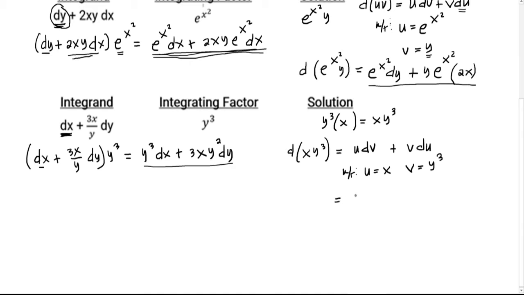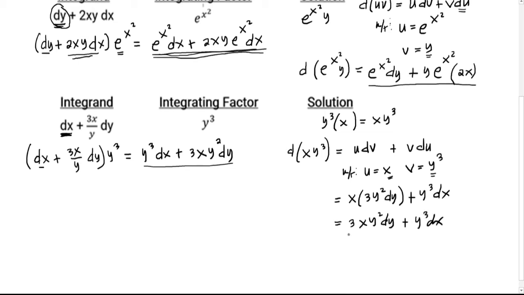Then substitute, our u is x, the dv here is 3y squared dy, plus our v is y cubed, and our du is dx. Then simplify for this: 3xy squared dy plus y cubed dx.